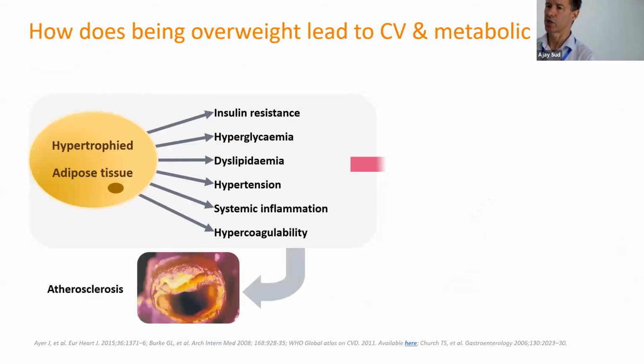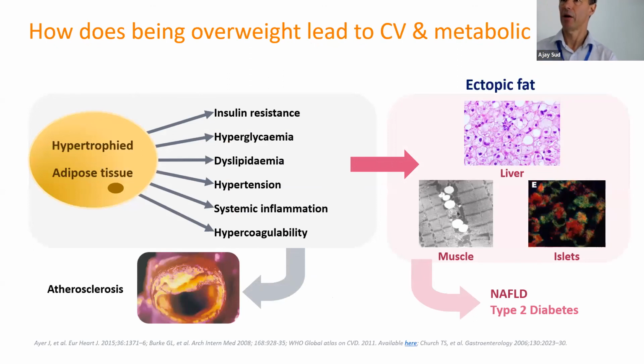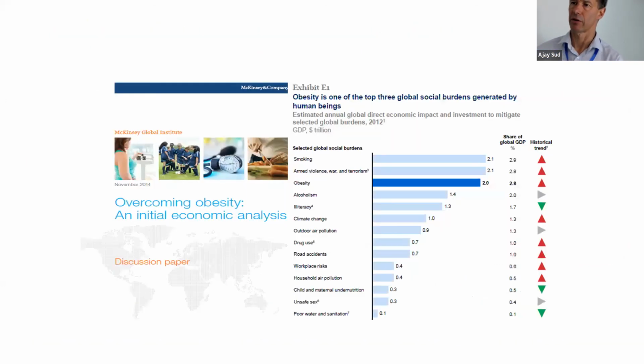And as I've already mentioned, this is probably happening through these mechanisms, this excess and hypertrophied adipose tissue driving ectopic fat deposition and ultimately also leading to atherosclerosis.